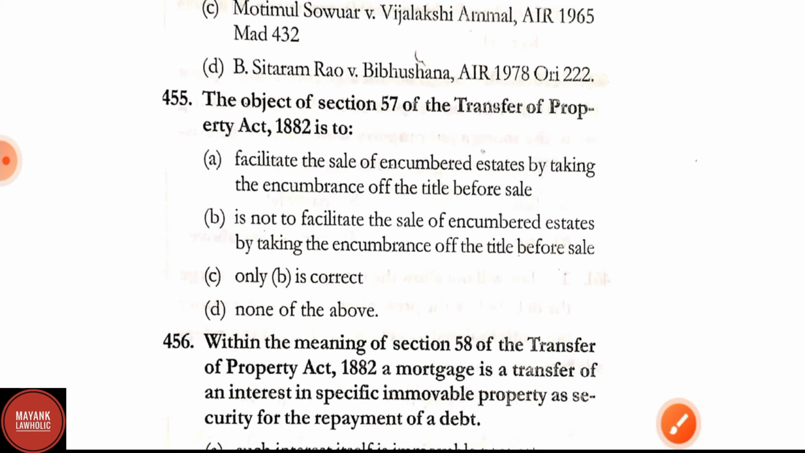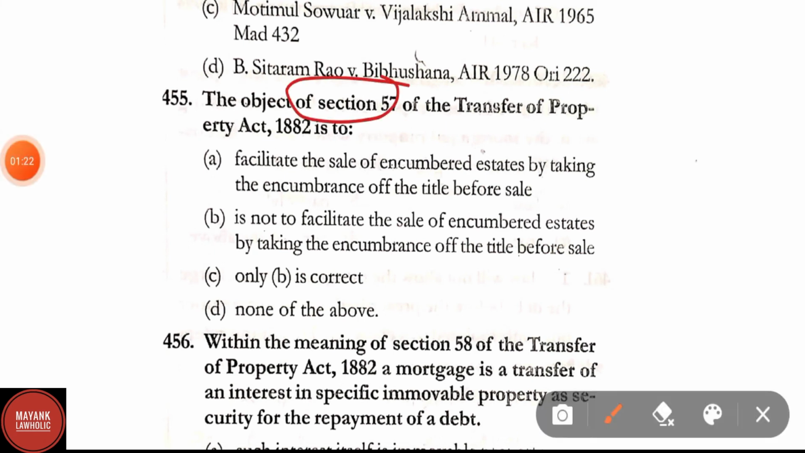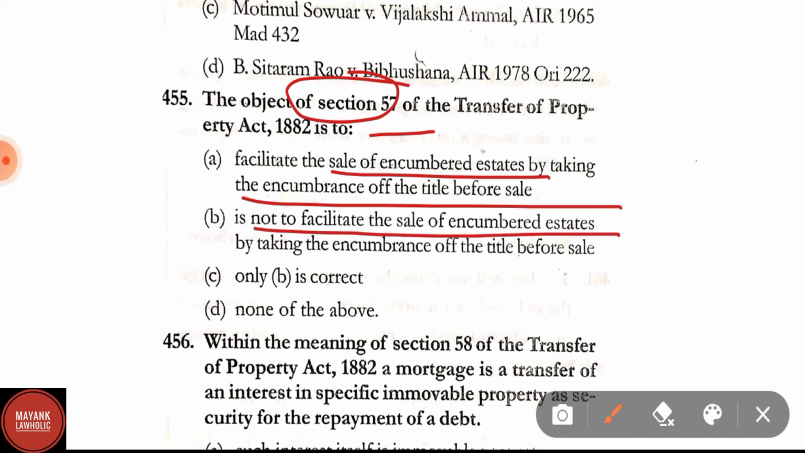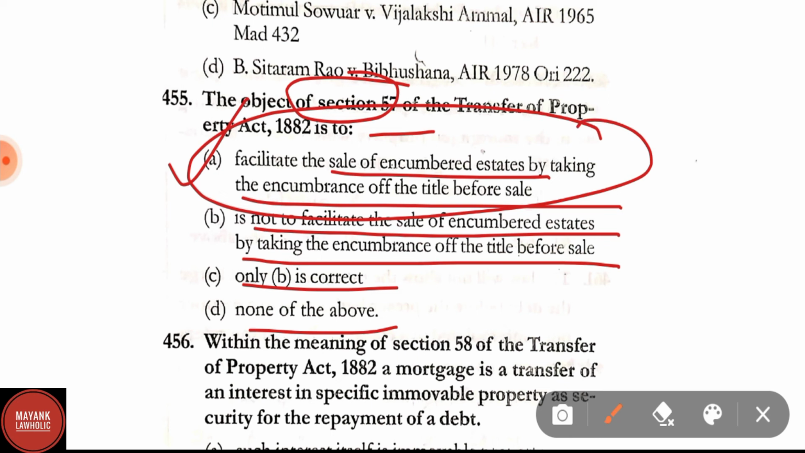Question number 455. The object of Section 57 of TPA is to option A, facilitate the sale of encumbered estates by taking the encumbrances off the title before sale. Option B is not to facilitate the sale of encumbered estates by taking the encumbrances off the title before sale. Option C, only B is correct, and option D, none of the above. Here correct answer is option A, facilitate the sale of encumbered estates by taking the encumbrances off the title before sale.